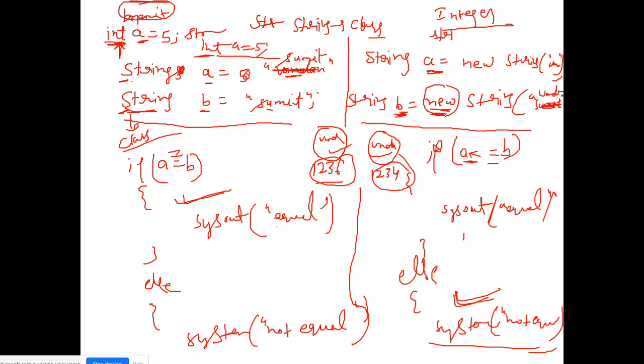Because of this new variable, they are two different objects, and this will compare the references, right? So 1 2 3 4 is not equal to 1 2 3 6, because the address will always be different for different variables. Just because of this new keyword, it will assign something different, a different address, to it, right?